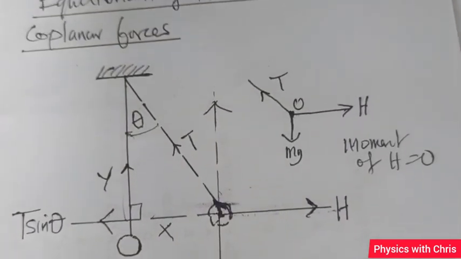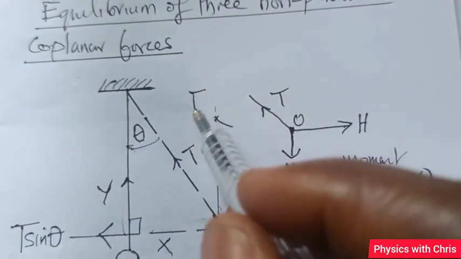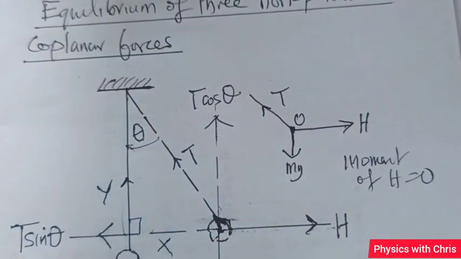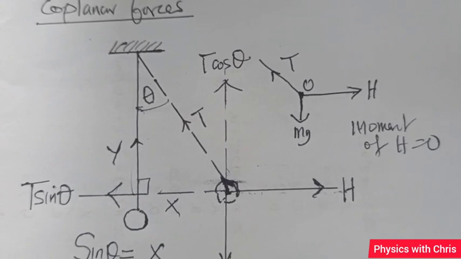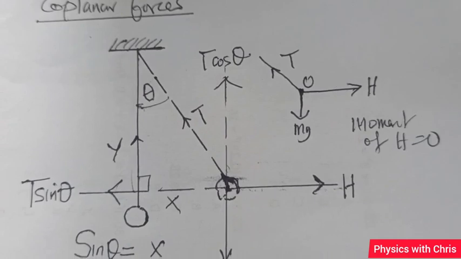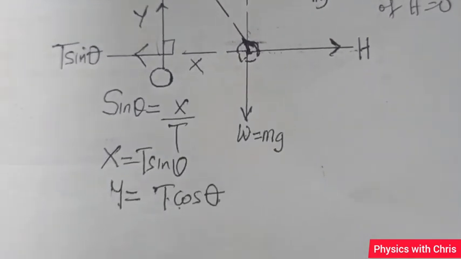So that's the component acting along the y direction, T cos theta. Now, for this system to be in equilibrium, once again, the sum of the resolved forces acting along any direction, whether along the vertical y-axis or along the x-axis, must be equal to 0.